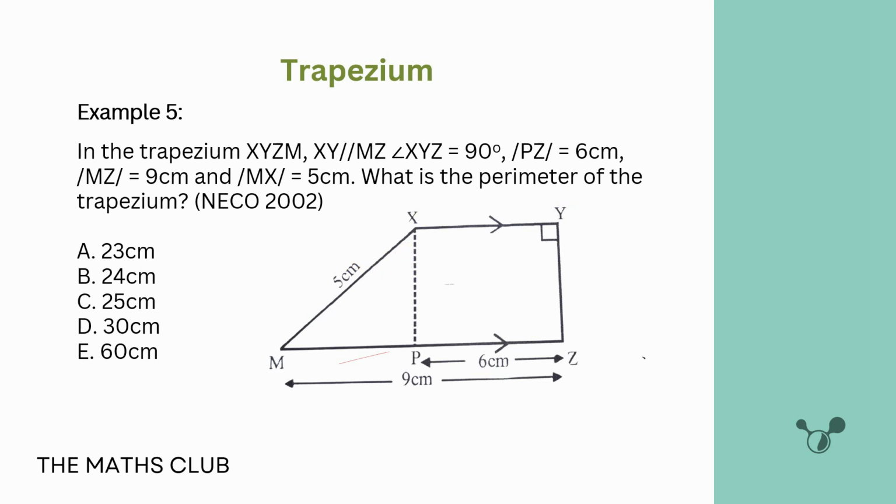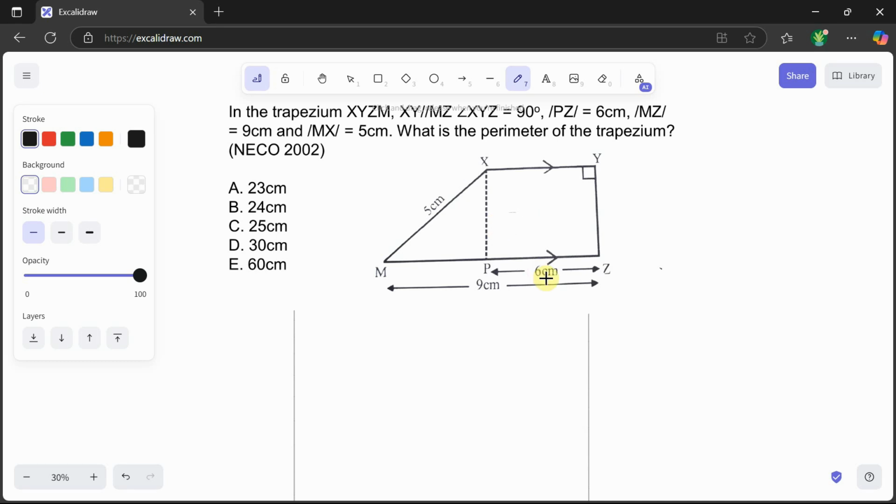I want you to pause the video and try this out yourself. Welcome back. Let's get it together. So if you're given this, if this side is 6 centimeters, this side is also 6 centimeters. That I know. If this is 9 centimeters, this is 6 centimeters, and this is 3 centimeters.